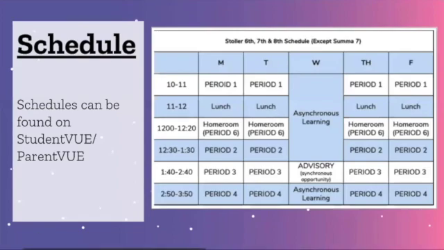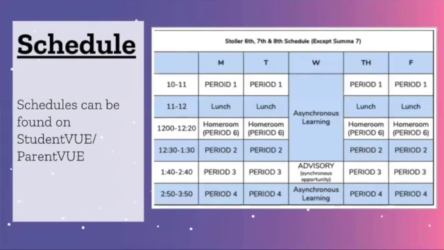Period 2 is from 12:30 to 1:30. Period 3, after a 10-minute break to go get some water or use the restroom, is from 1:40 to 2:40. And again, a 10-minute break for the same reason, to get you off a screen, rest your eyes a little bit, and then you'll have 4th period from 2:50 to 3:50.